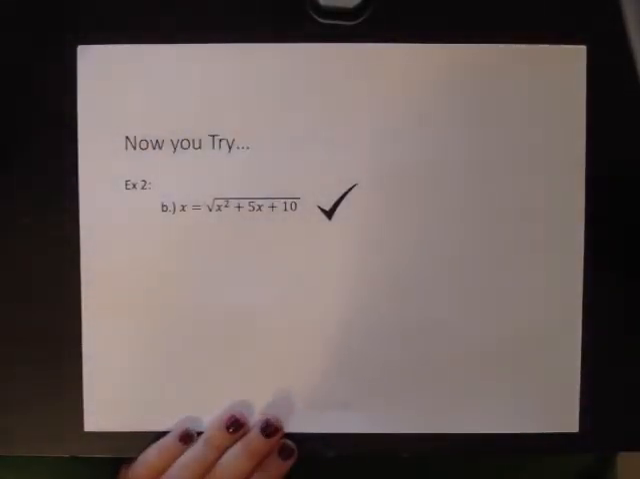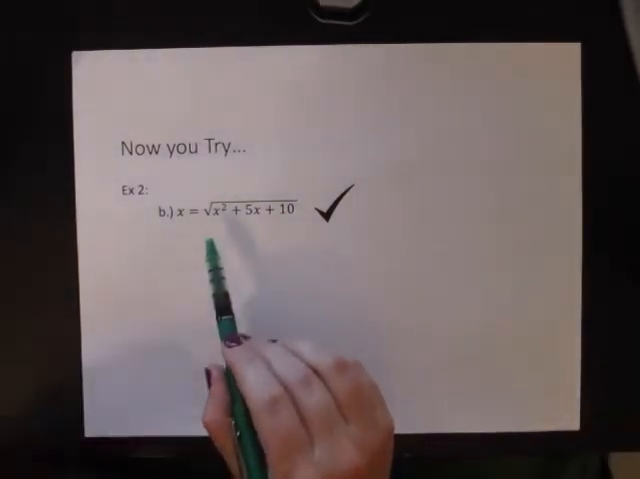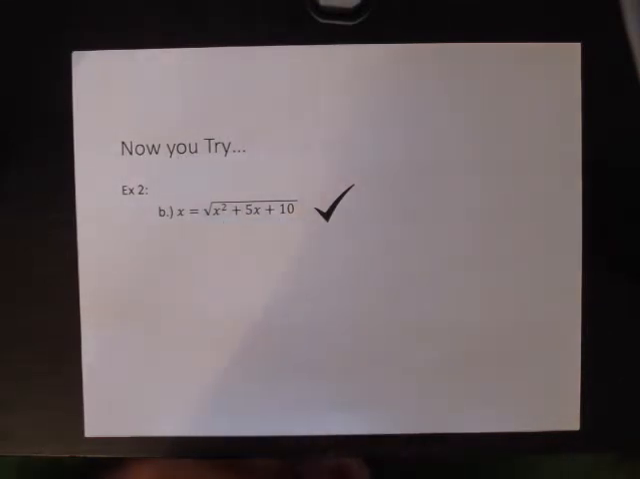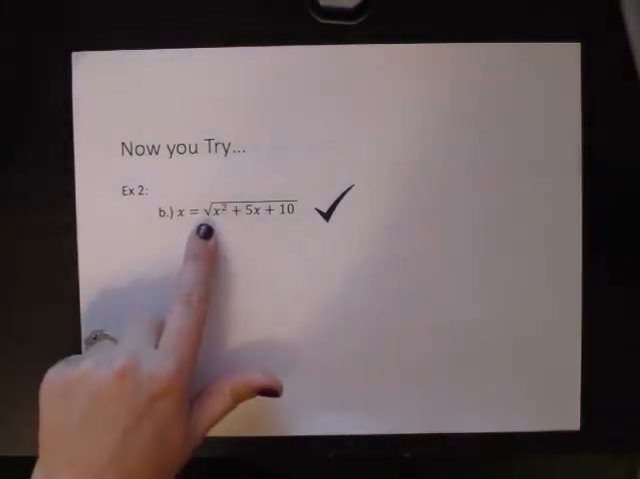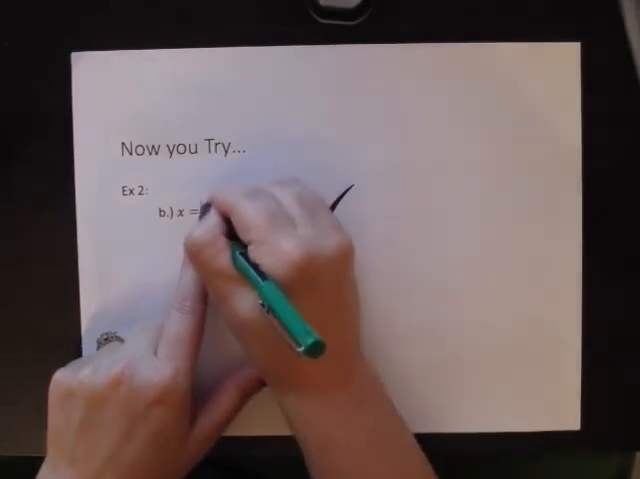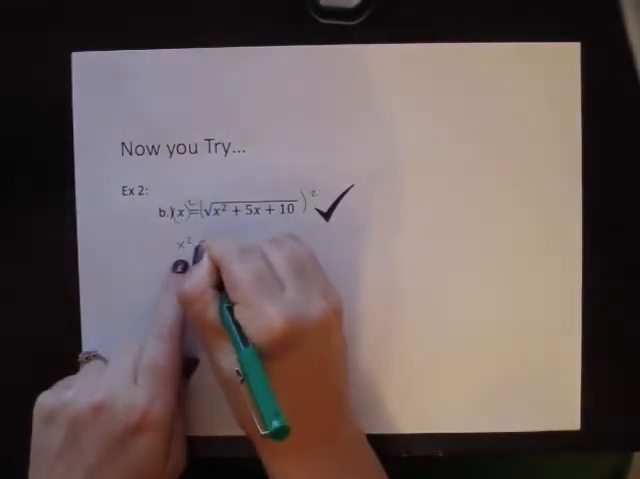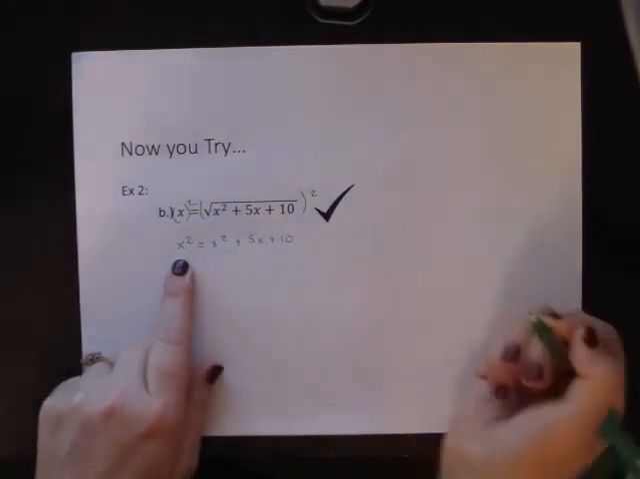Now, I know this one says now you try, but I want to actually work on this together because you haven't seen one like this yet. So I've got x, or at least started off with x equals the square root of x squared plus 5x plus 10. First thing I do is isolate the radical, so is there any type of addition or subtraction with my square root? There is not, so the second thing I do is I square both sides. So I've got x squared equals x squared plus 5x plus 10.